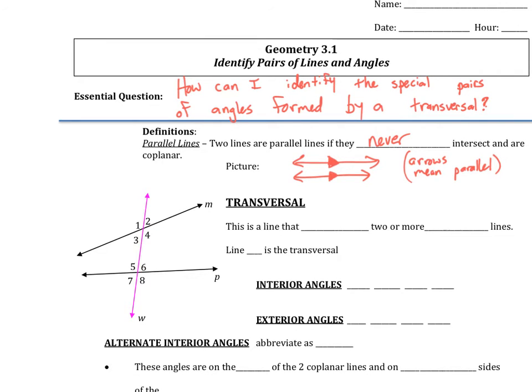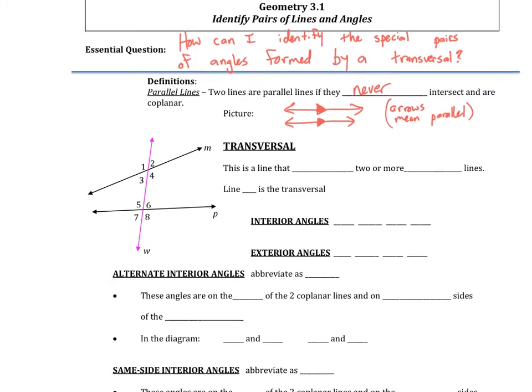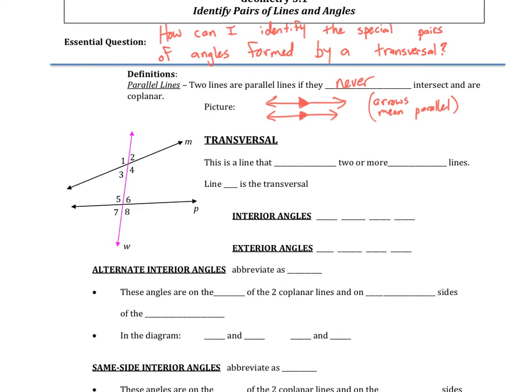Okay. A transversal, and I know you can see the color on this video, but if you printed the notes or in your note packet, you can't tell the color. But the transversal is that pinkish purple line. It's the line that intersects two or more coplanar lines. So in this case, it will be line W. Like I said, that pinkish purple line.